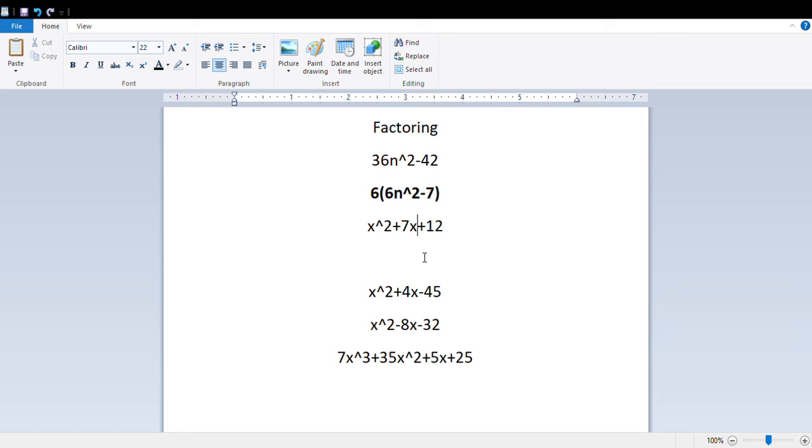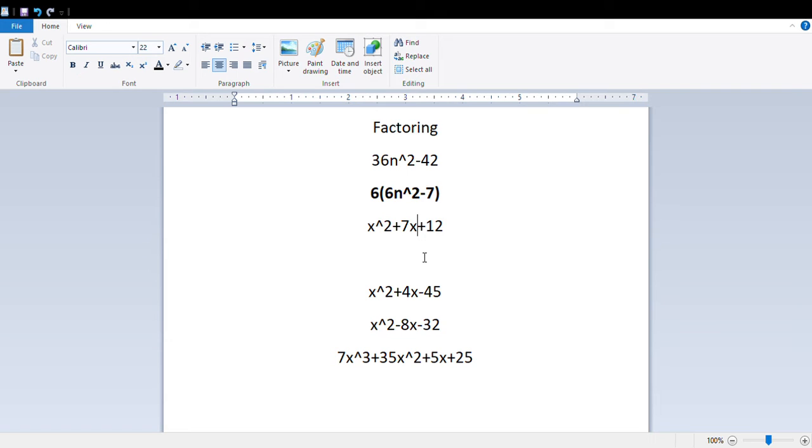For me, I've done quite a lot of practice of this, so I know instantly what the answer is. But if you want to figure it out on your own, feel free to pause the video and try it out. So assuming that you've had a go at it, let's figure this out. You have x squared plus 7x plus 12. We're going to use 4 and 3, because 4 times 3 is 12, and 4 plus 3 is 7.